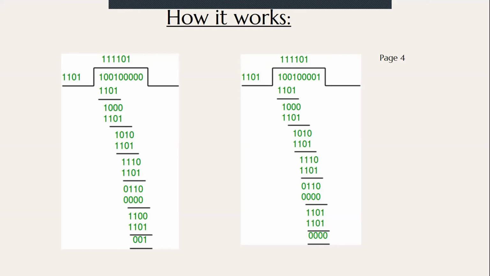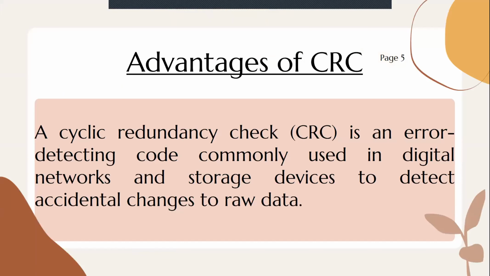Again it repeats those steps, and after this calculation there are no errors, that's why the remainder is 0. Here it is working properly.